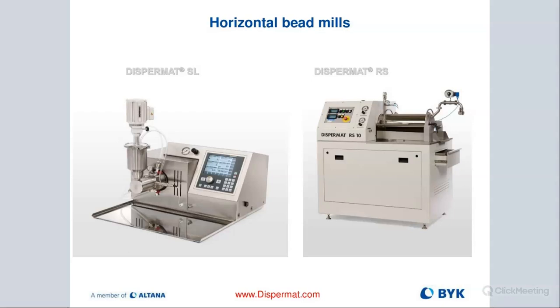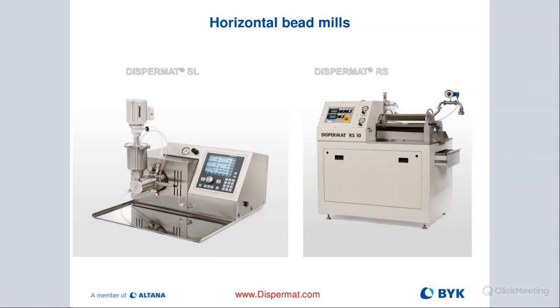So then we have the horizontal bead mill. Our laboratory scale, we call it the SL mill, and then we go all the way up to production scale. There is always a need for a horizontal bead mill, especially if you go down to super small particles, right? So anything smaller than 500 nanometers, we really need to move over to a horizontal media mill. And then you can either do circulation mode.